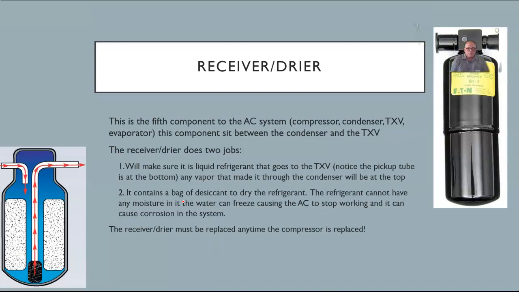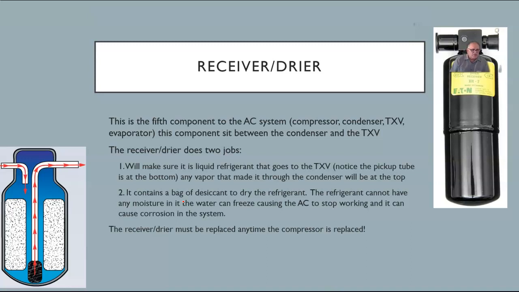Alright, so here's the part that I skipped over earlier, and this is the receiver dryer. The receiver dryer is going to do two jobs. The primary job, and if you're taking notes, make sure you get this down. The primary job of the receiver dryer is to make sure that it is only a liquid that is going to the TXV. So the TXV will not work correctly if it has a vapor coming to there.